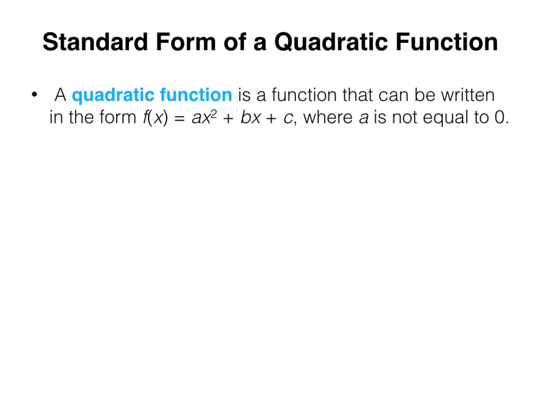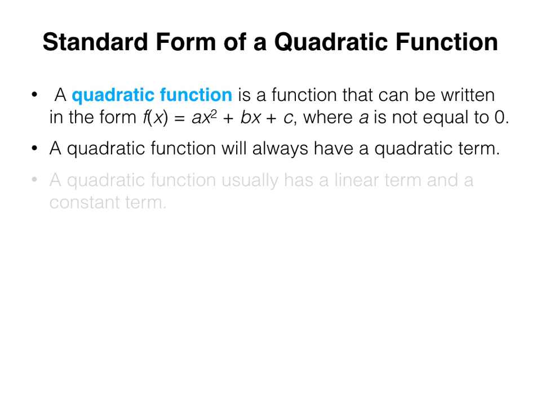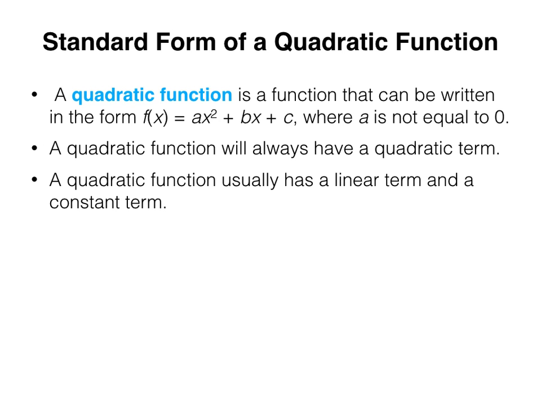A quadratic function is a function that can be written in the form f of x equals ax squared plus bx plus c, where a is not equal to 0. So that tells us that there must be an x squared term for it to be a quadratic function. We call the x squared term a quadratic term. It usually has a linear term and a constant term as well.